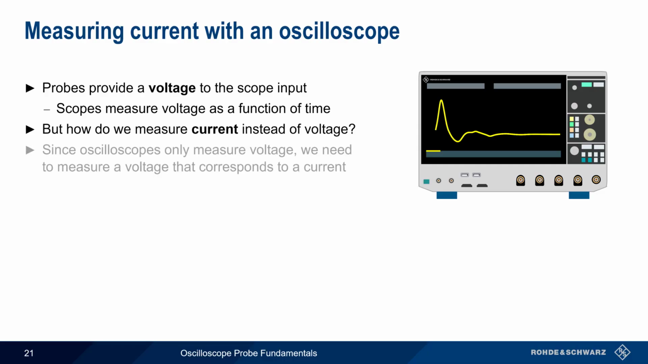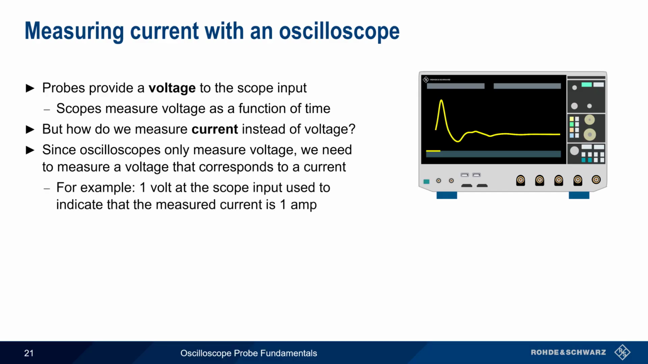Since oscilloscopes only measure voltage, we need to convert measured voltage to a current in an accurate and predictable way. For example, we could come up with a scheme whereby 1 volt at the scope input would correspond to a measured current of 1 ampere.